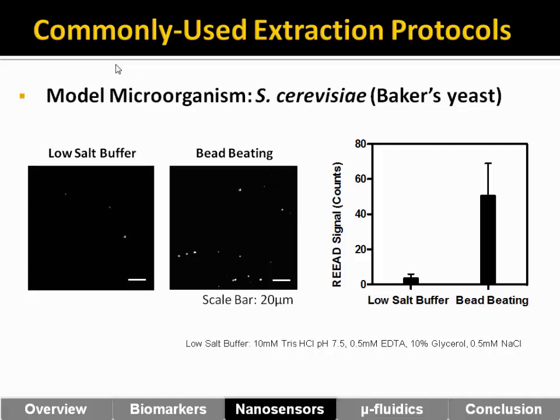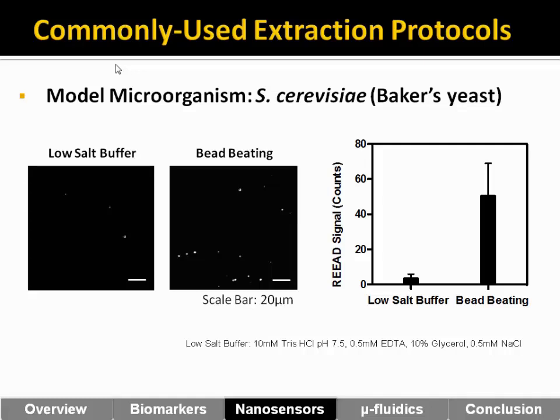As you can see from the fluorescence picture that we take here, there are not many spots, meaning that there's a very low amount of active enzyme that we can extract from the yeast. As you can see on the bar chart as well, the count from the whole area of the image is also relatively low. Not surprisingly, if we now introduce a mechanical force, such as bead beating, we could get a significantly higher amount of active enzyme out from the yeast.